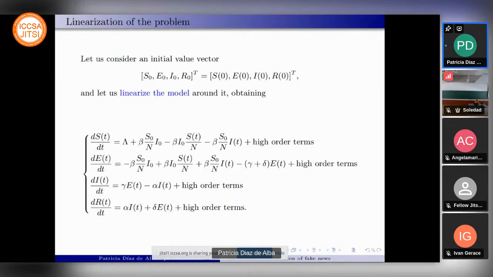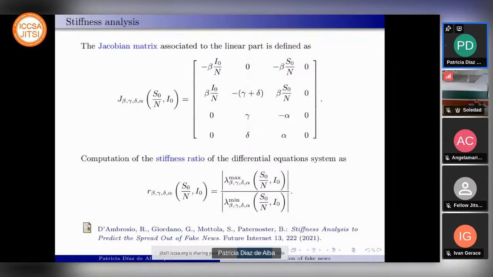And now we will see how to solve our system of ordinary differential equations from the mathematical point of view in order to see the behavior of the subpopulations for the diffusion of fake news. So what we do is to consider an initial value vector. We linearize our model, obtaining this expression of the ODE system, and then we compute the Jacobian matrix associated to the linearization of our model. Here on the top we have the expression of the Jacobian matrix, which depends on the parameters and of the population.